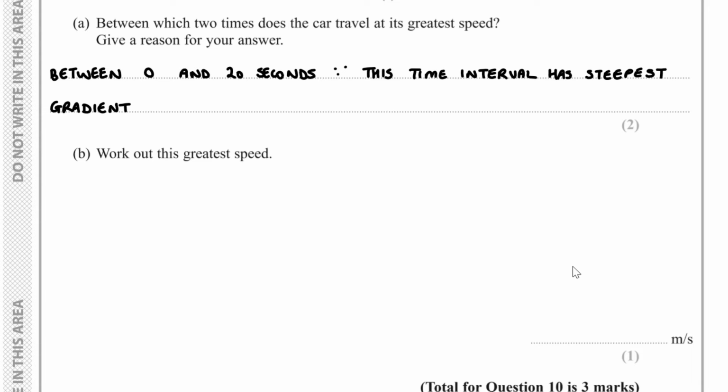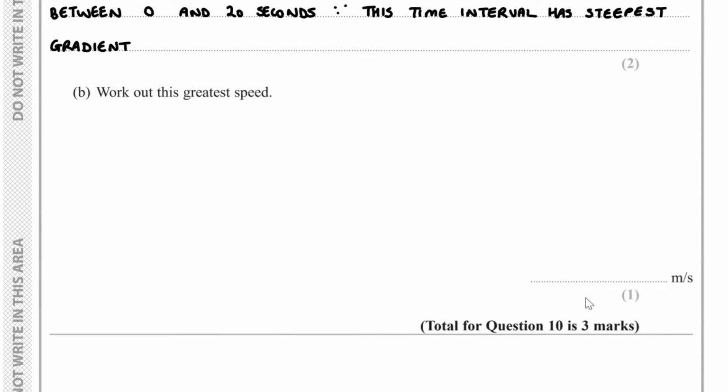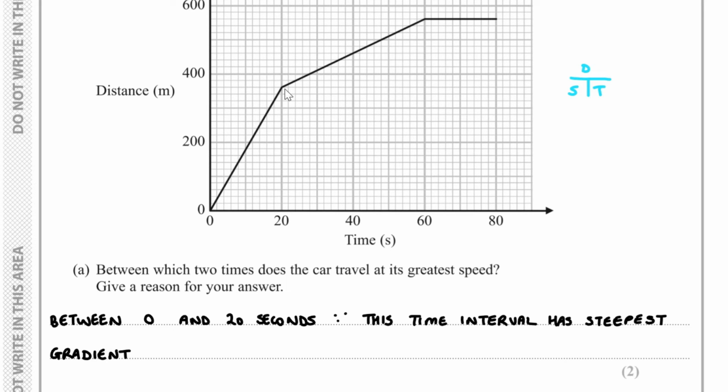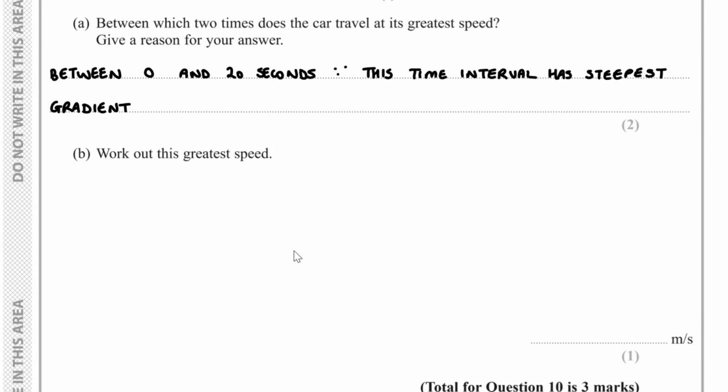And now for part B, we have to work out the greatest speed, giving our answer in meters per second. Well, here you can see the distance is 360 meters, the time is 20 seconds, and therefore, for the greatest speed, we have here 360 meters divided by 20 seconds, and working this out, we get 18 meters per second.